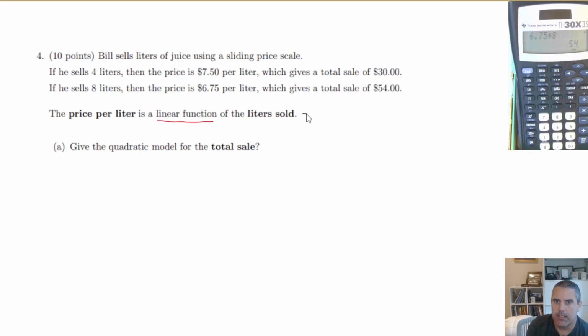So the moment you see this, you should be saying, okay, it's telling me something is a line. But the something it's talking about is the price per liter, that number. Okay, so I do have some data points for this. When x is 4, it's $7.50, and when x is 8, it's $6.75. So we can find the equation of that line. Let's do it.